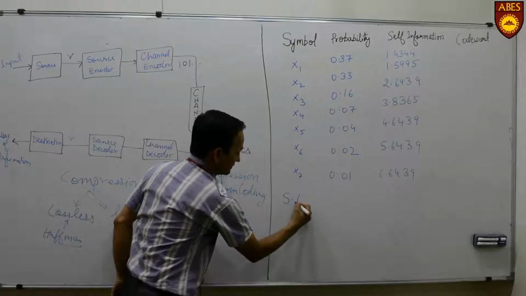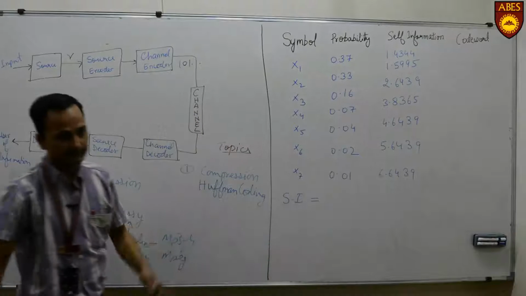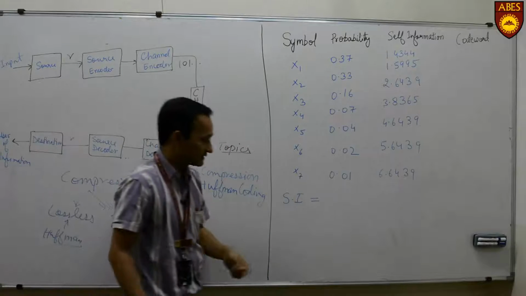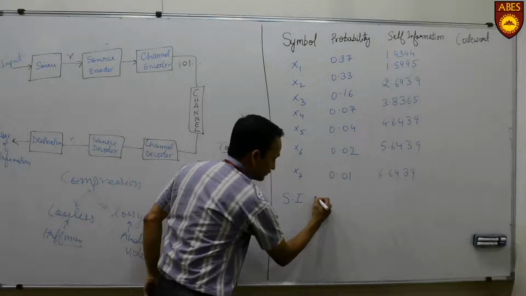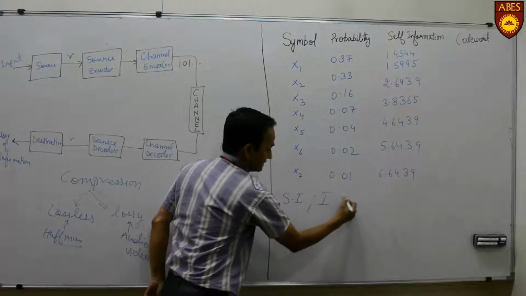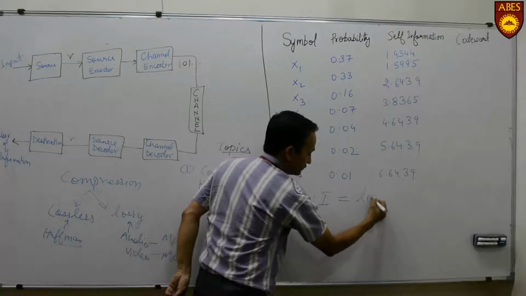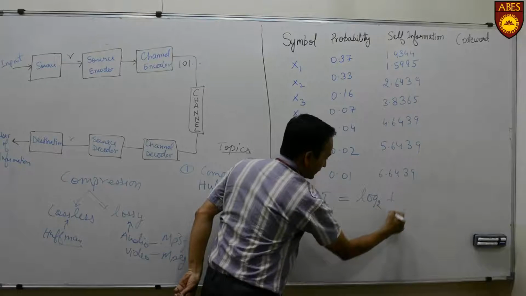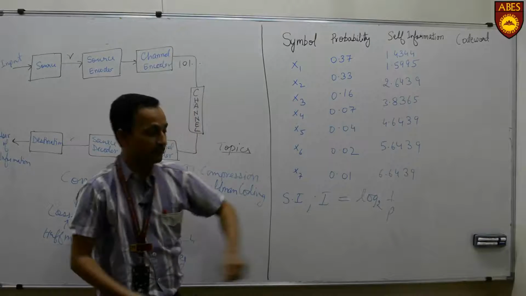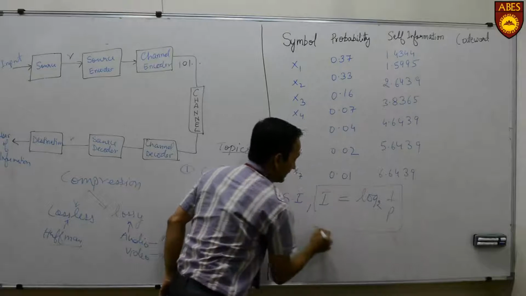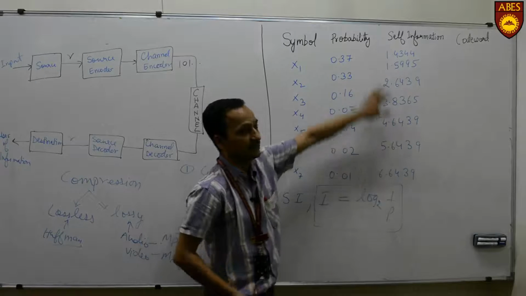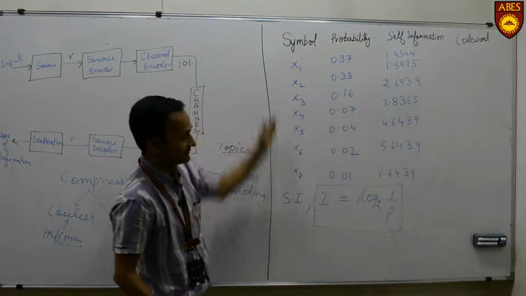For self information, the formula was given by Shannon, whose paradigm we have studied. The self information is calculated by the formula log base 2 of 1 upon p. This is the formula given by Shannon, and I used the same formula to calculate the self information for these symbols.